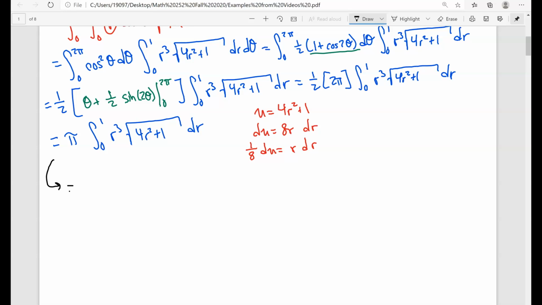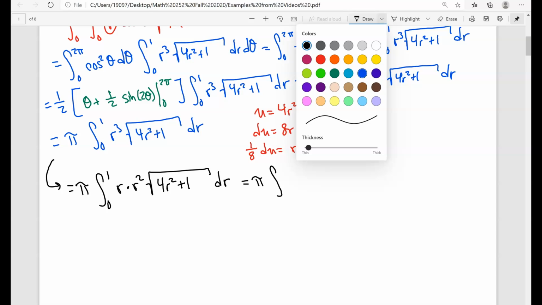So I'm going to use a fancy integration. I'm going to let pi be that from 0 to 1. I'm going to break up that r cubed into r times r squared, square root of 4r squared plus 1 dr. Okay? And what happens here is that now I can just substitute everything in there.